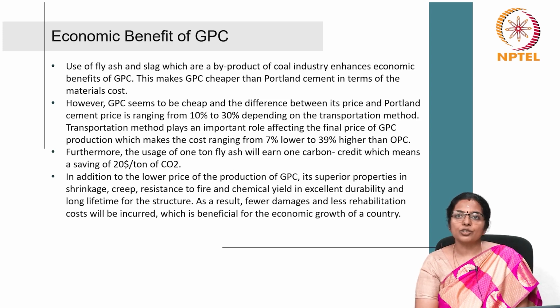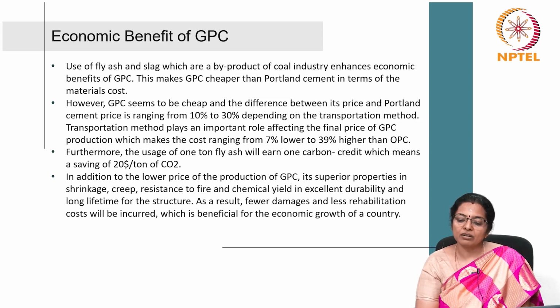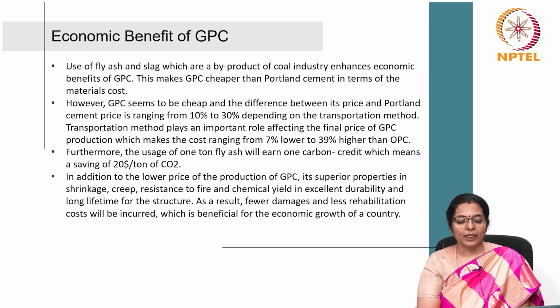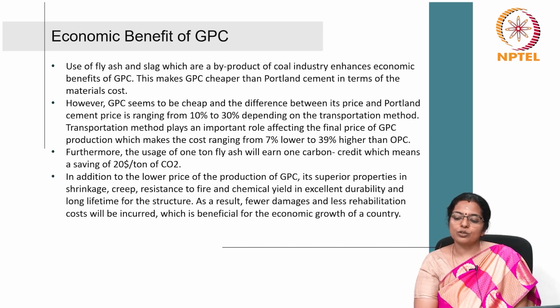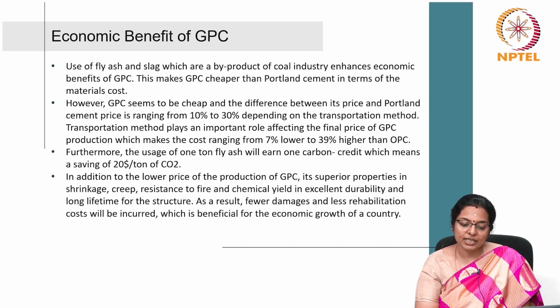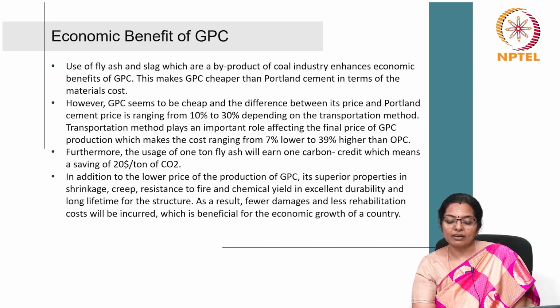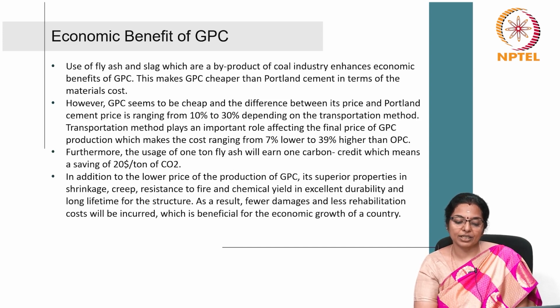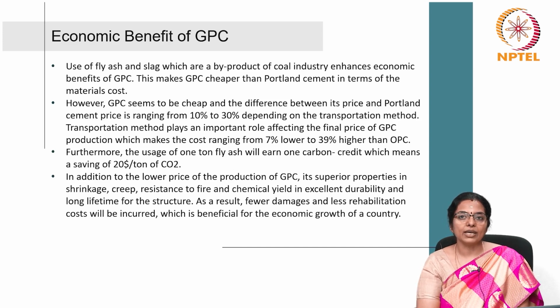Furthermore, the usage of 1 ton fly ash will earn 1 carbon credit, which means a saving of approximately $20 per ton of carbon dioxide. In addition to the lower price of production of GPC, its superior properties in shrinkage, creep, resistance to fire and chemical attack ensure excellent durability and long lifetime for the structure. As a result, fewer damages and less rehabilitation cost will be incurred, which is beneficial for the economic growth of the country.